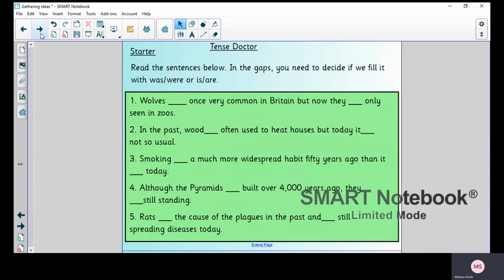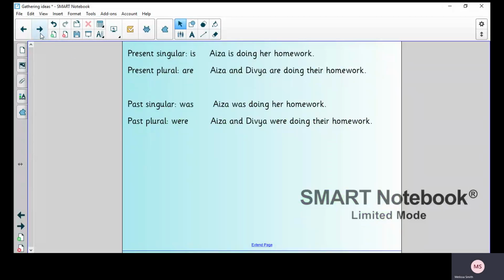Right then, let's have a look at how the rule works. So let's look at this first example. Isa is doing her homework. Why do we use is in this case? Well, we use is because it is in the present tense. Isa's doing her homework right now. And we also use is because there is only one noun that the verb is referring to, just Isa. Therefore, we call that singular.